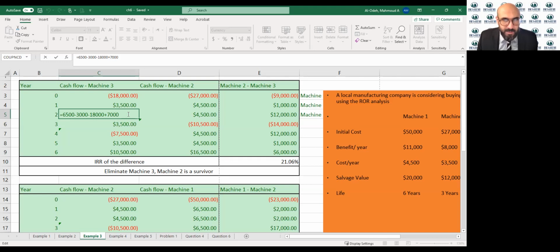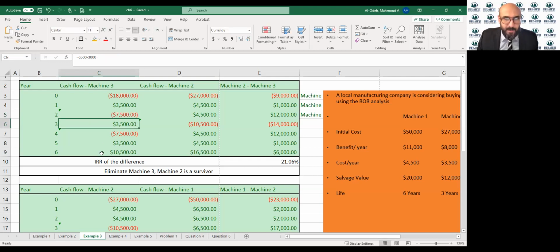We have to buy a new one. We have to collect the salvage from the old one, and we have to collect the benefit, and we have to pay the annual cost. So we collected the benefit 6,500. We paid the annual cost 3,000. We purchased the new machine for 18,000, and we collected the salvage value of $7,000. On year 3, only 2 transactions, the benefit minus the cost.